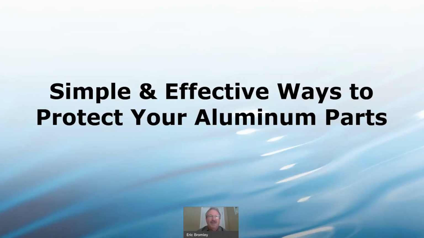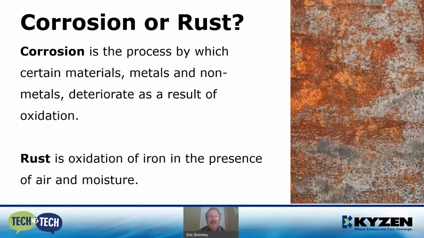Before we get started, a couple of things. First off, the words corrosion and rust are often used interchangeably when speaking about different issues. Just for clarification purposes, corrosion is the process by which certain materials, metals and nonmetals, deteriorate as a result of oxidation, and rust is oxidation of iron in the presence of air and moisture. So when you're talking about aluminum, you're talking about corrosion, and with steel and iron and things of that nature, you're talking about rust. The picture to the right is obviously a very badly rusted piece of steel.